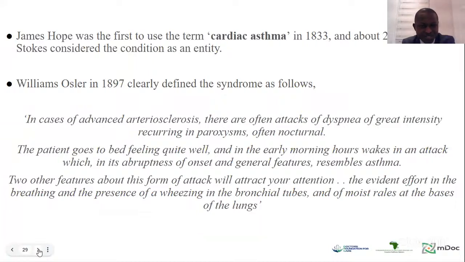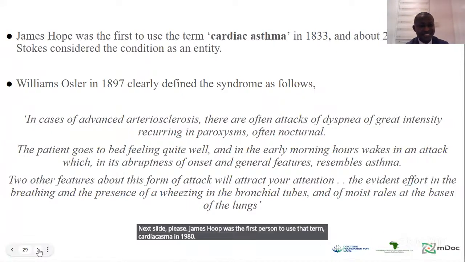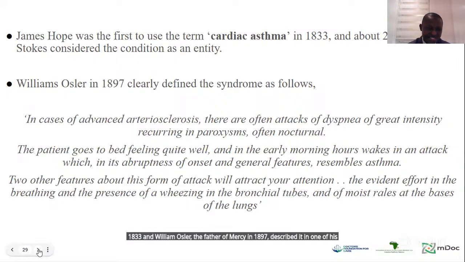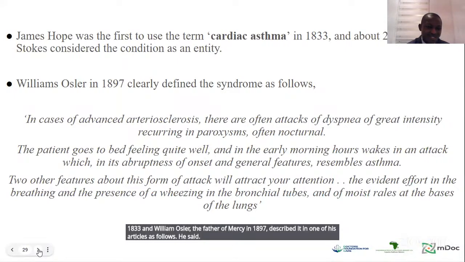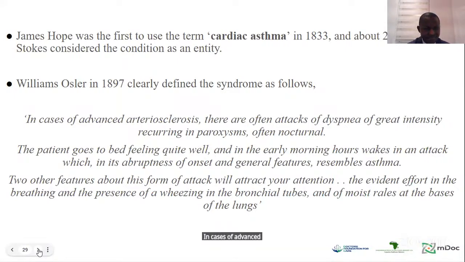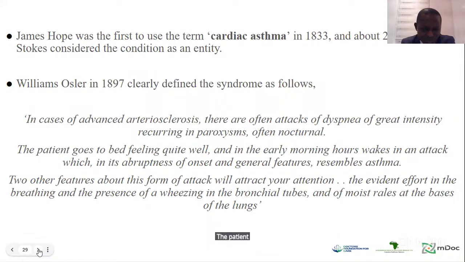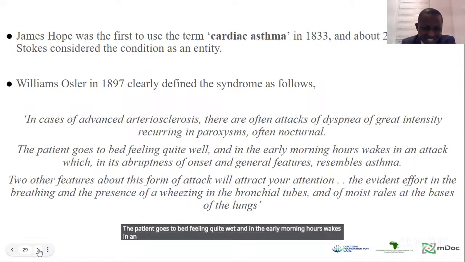James Hope was the first person to use the term cardiac asthma, in 1833. And William Osler, the father of medicine, in 1897, described it in one of his articles as follows. He said, in cases of advanced arteriosclerosis, there are often attacks of dyspnea of great intensity, recurring paroxysms, often nocturnal. The patient goes to bed feeling quite well, and in the early morning hours wakes in an attack, which in its abruptness of onset and general features resembles asthma.